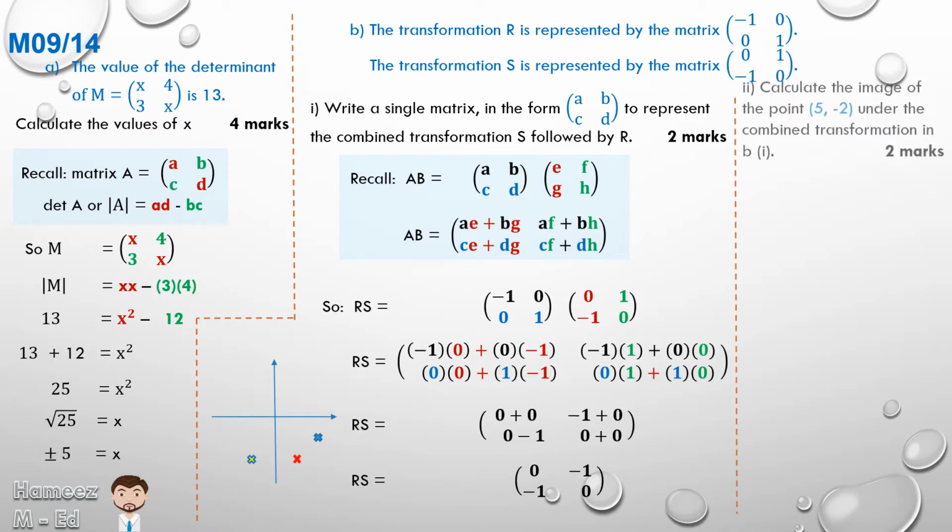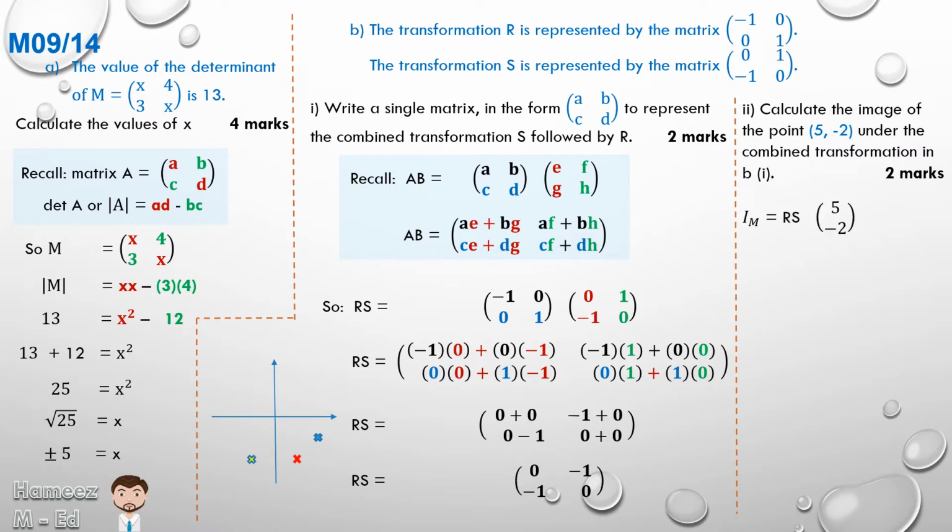Calculate the image of the point 5, minus 2 under this combined answer that we got in the first part, under RS. So the image of this point that we're going to find, if we have IM is equal to RS times 5, minus 2, and we've just looked at it in the sketch because where we have that point, x is 5 and you come down 2 places, so it's kind of generally there. So we say 0, minus 1, 0 by 5, minus 2.